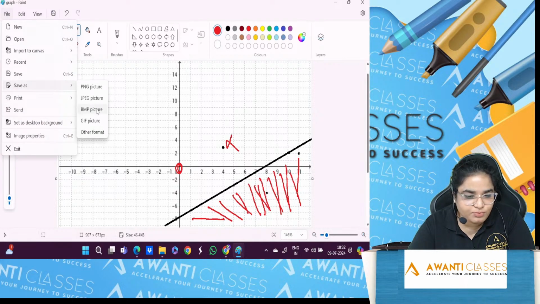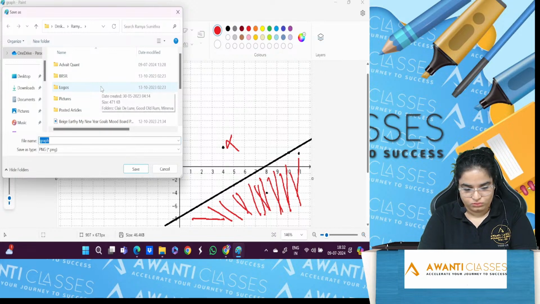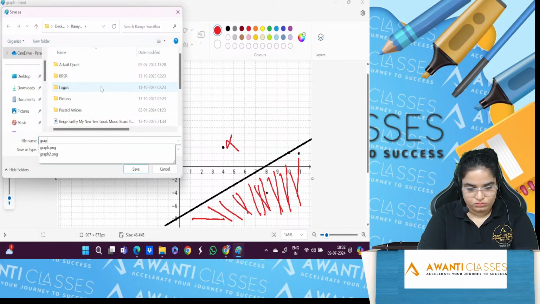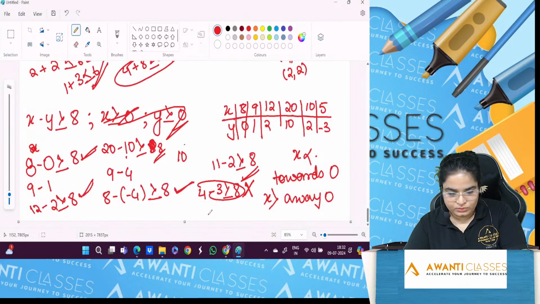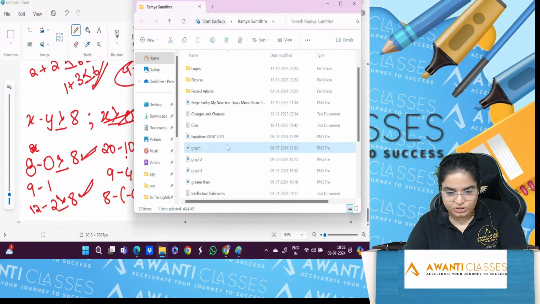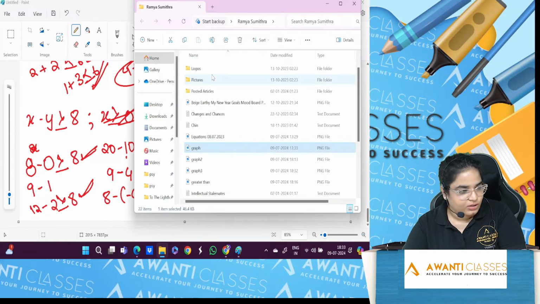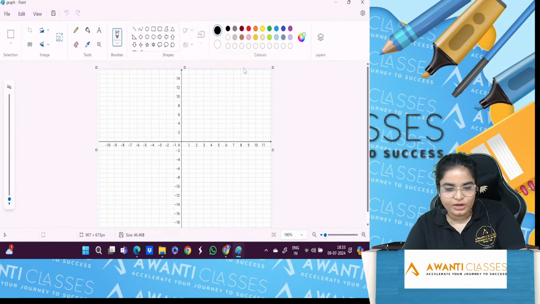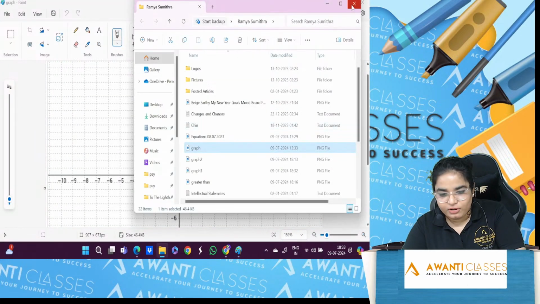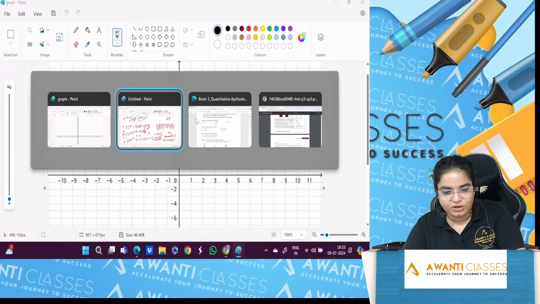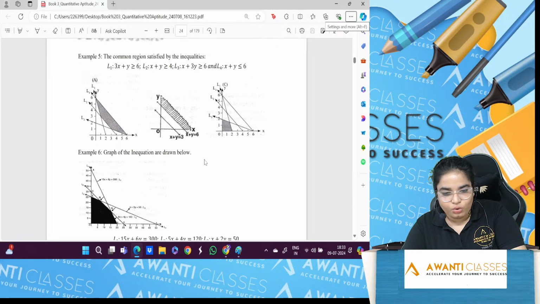If any doubts, please put it in the chat. Any doubts you can put in the chat. I know this will seem a little difficult, because graph and all, and we are doing it in an online class. I know you might be a little confused, but if you practice one question, you will immediately understand this. Understood?